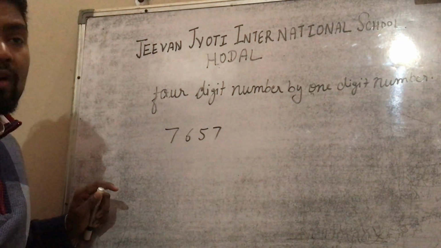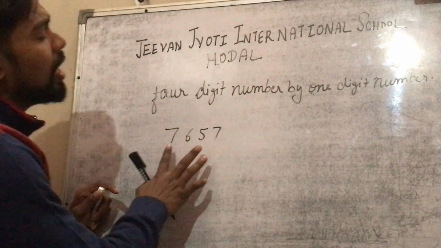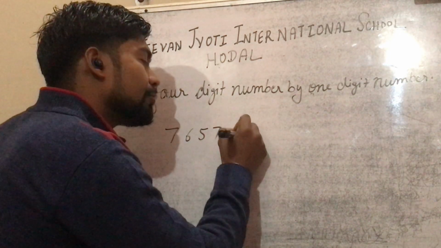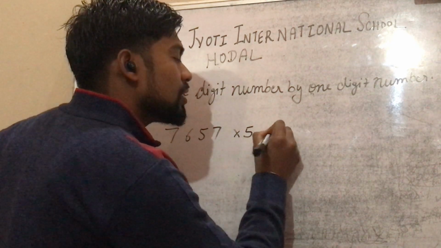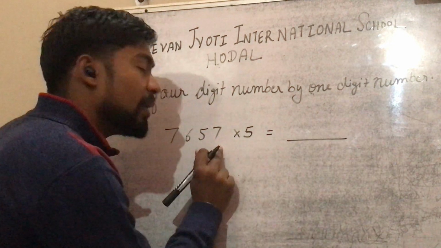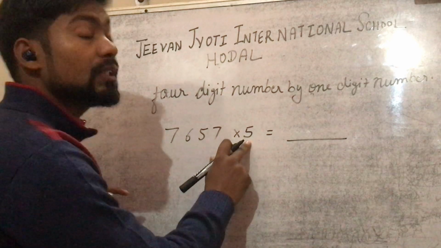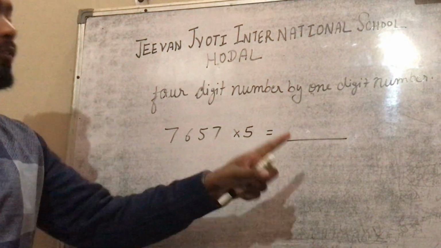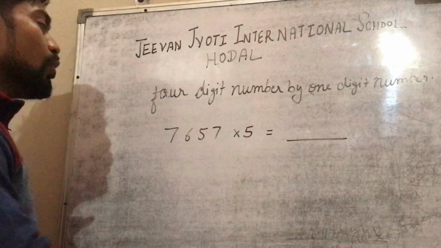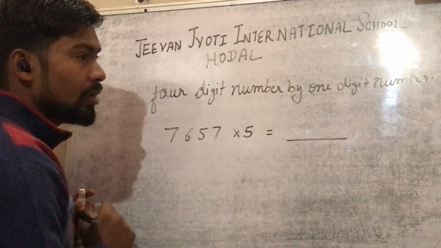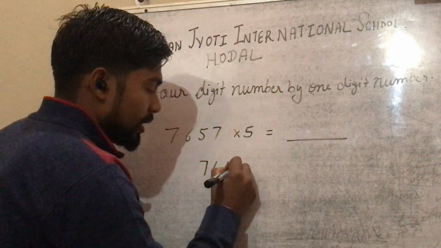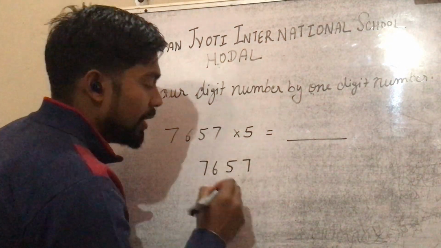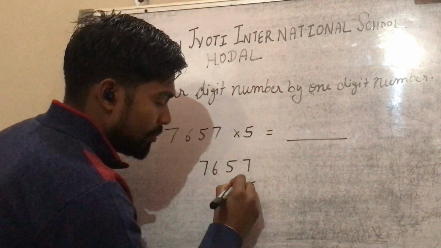So this is 7657. You all know how to read it. So I have to multiply it by 5. I am multiplying it by 5. So what is the product? So this is the multiplicand, this is the multiplier, and we have to find the product. So how to write it for multiplication? The multiplicand will be written here and the multiplier will be written here in multiplication.